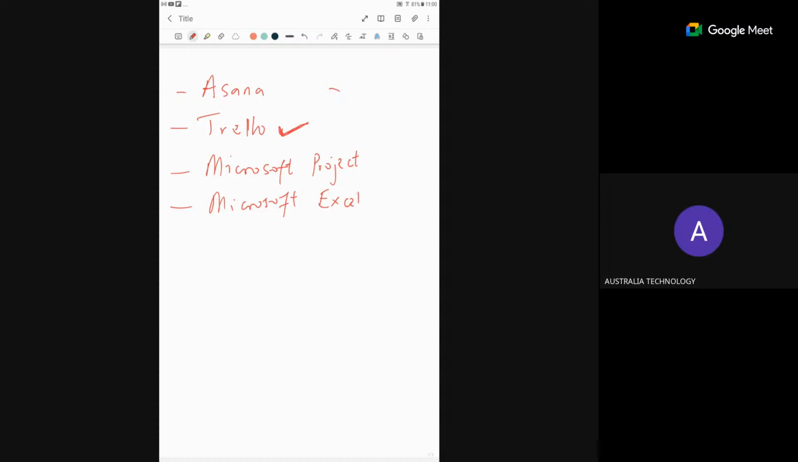You can also use Google Sheets, okay? Anything that has to do with spreadsheets, you can also use Google Sheets. I prefer this because I've used it a lot. Asana is also a very good one that I can recommend.